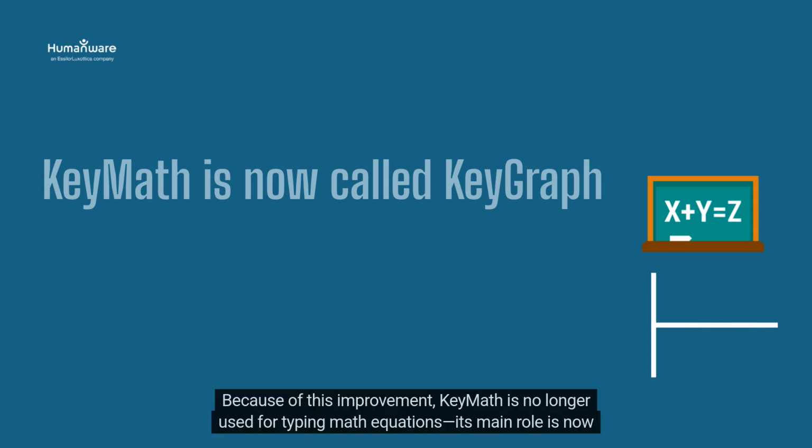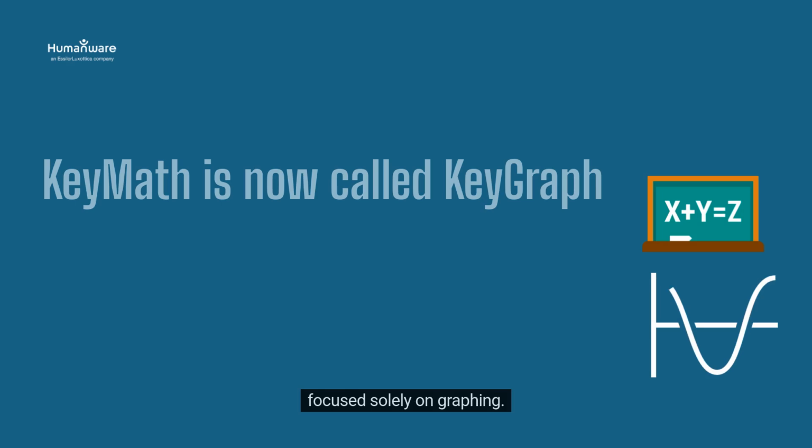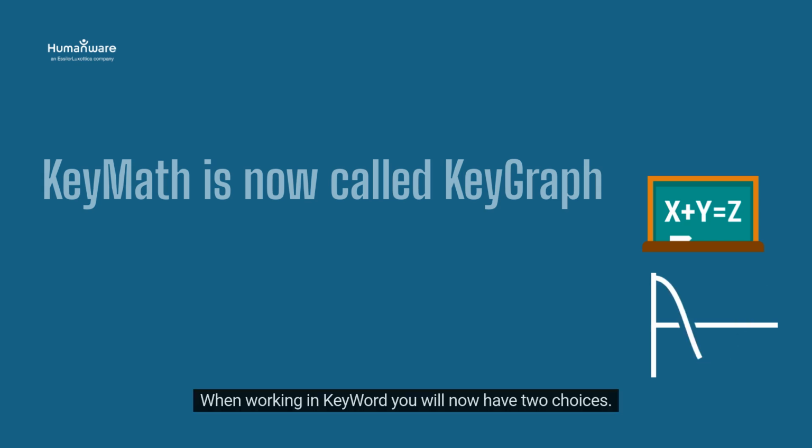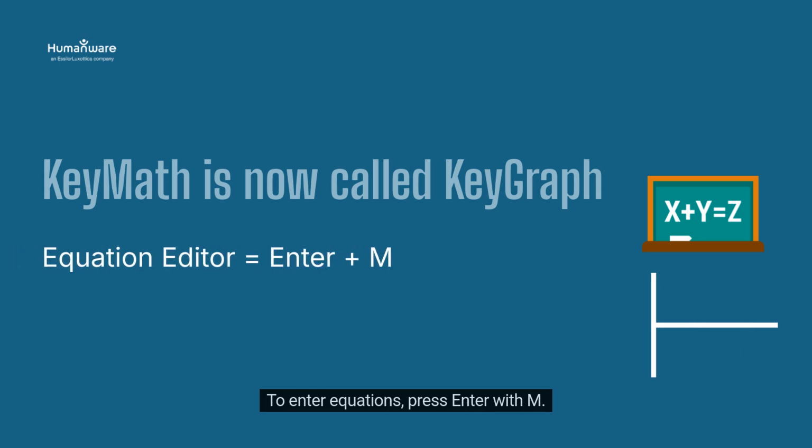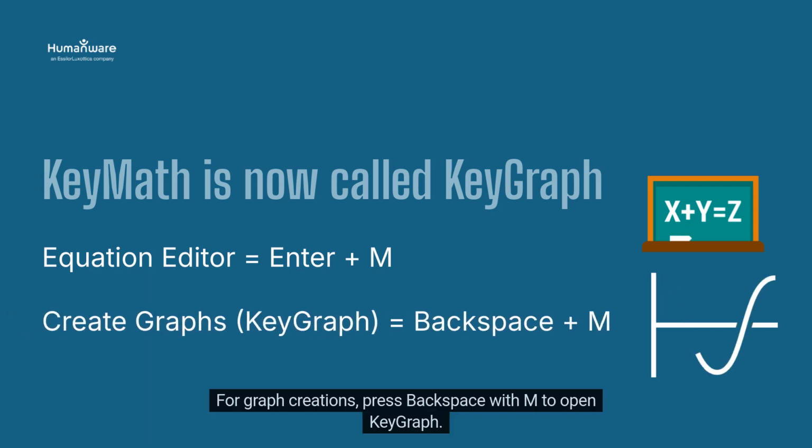Because of this improvement, KeyMath is no longer used for typing math equations. Its main role is now focused solely on graphing. To make that clear, we've renamed KeyMath to KeyGraph. When working in KeyWord, you will now have two choices. 1. To enter equations, press Enter with M. And 2. For graph creation, press Backspace with M to open KeyGraph. Hope that explains why we made this change.